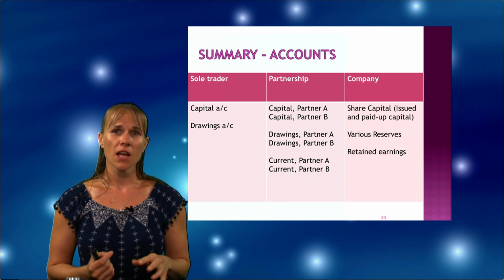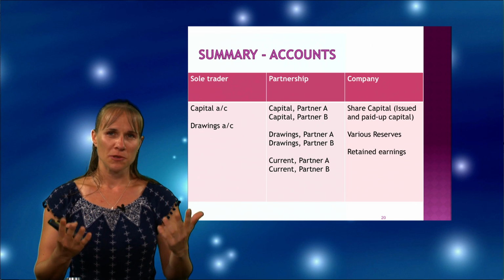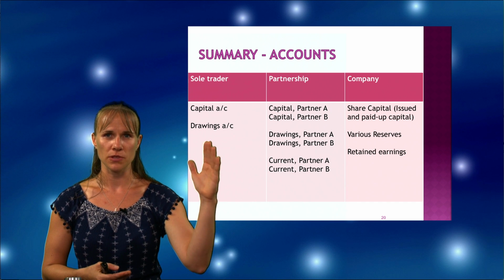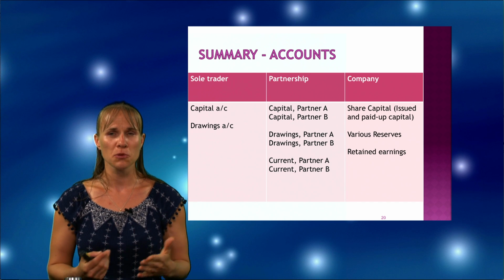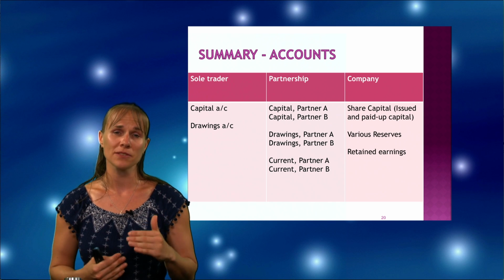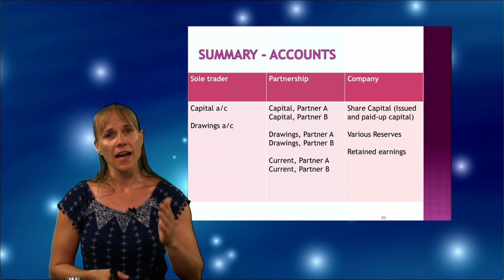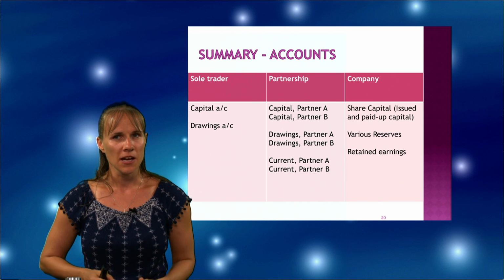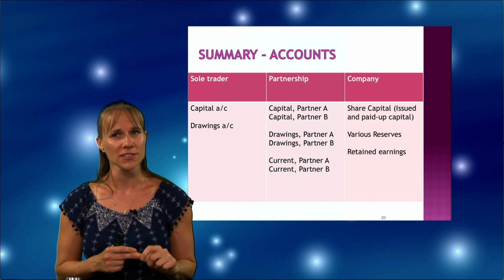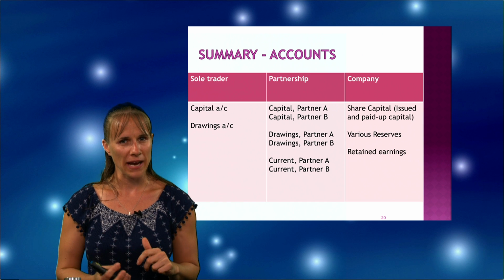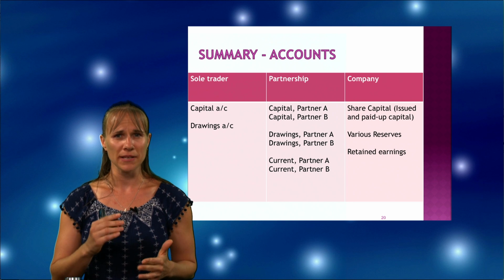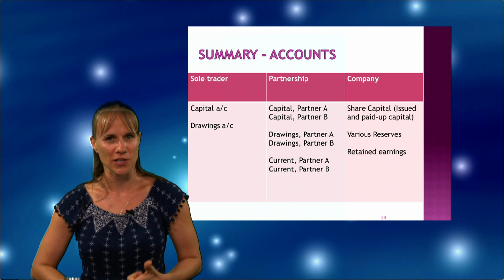Partnerships, in this case, we're assuming we have 2 partners, but if you had 3 partners, 4 partners, obviously the accounts here would multiply. So multiple capital accounts, multiple drawings accounts, and multiple current accounts. You need one for each of the partners that you've got here. And then for our company structure, we have our 3 types of equity accounts. We have our share capital account, which includes our issued and paid up capital. We have our various reserve accounts, and then we have our retained earnings account for a company structure.